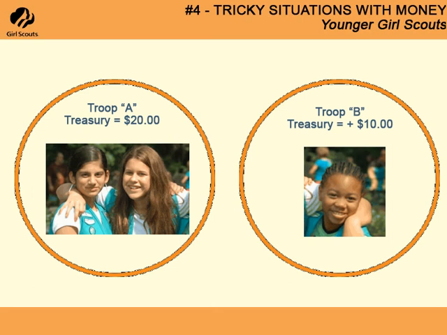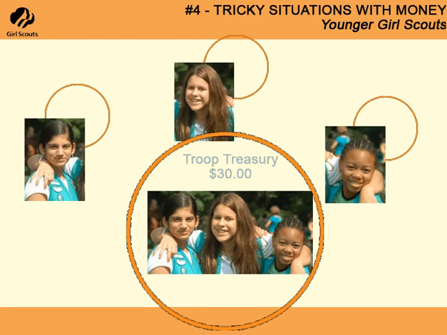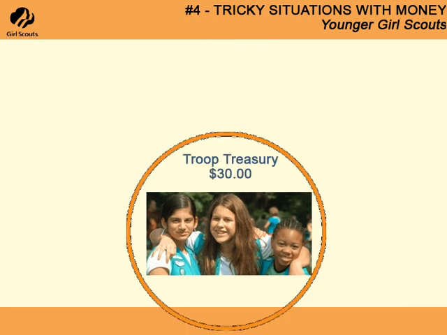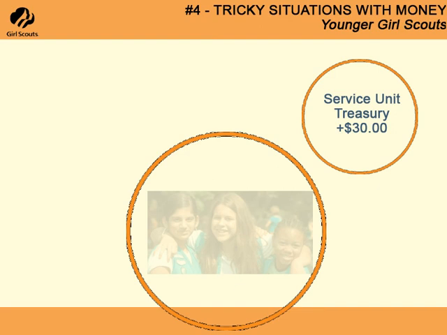In this case, with a troop treasury of $30 and 3 active members, when one girl transfers, $10 goes with her. Remember, the money is transferred to the new troop within the Girl Scout Council of the Nation's Capital. Money is not typically transferred out of the council and is never given directly to a girl. If a troop disbands and the members all find new troops, the troop treasury is equally divided and transferred along with the girls. If the troop disbands and the members do not continue, the funds are given to the service unit to support events or programs at that level.